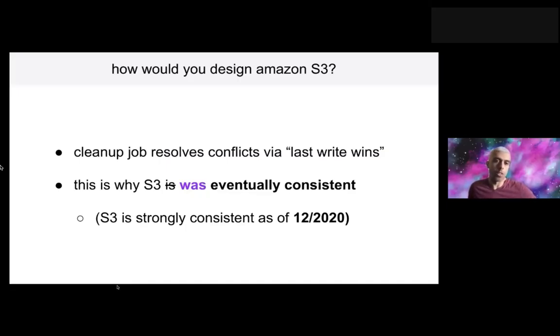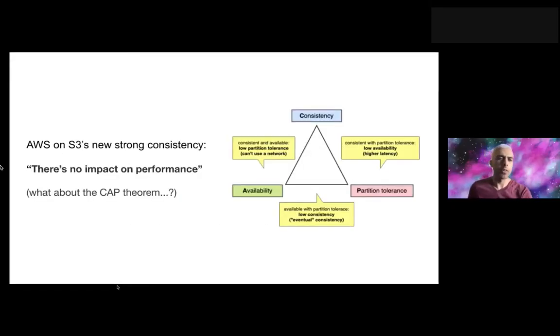Now, I had to say "was" eventually consistent because in doing a little bit of research, I saw that as of December, S3 is now strongly consistent. So maybe they solved this problem in a different way now, or I'm not sure of the details. That was really interesting to me. If you look at the docs for S3 going strongly consistent, they say there's no impact on performance, which violates my understanding of the CAP theorem. You can't increase consistency without also decreasing availability, and decreasing availability usually means increasing latency.